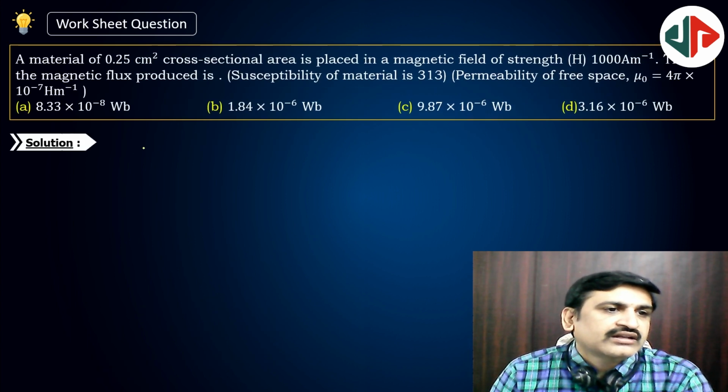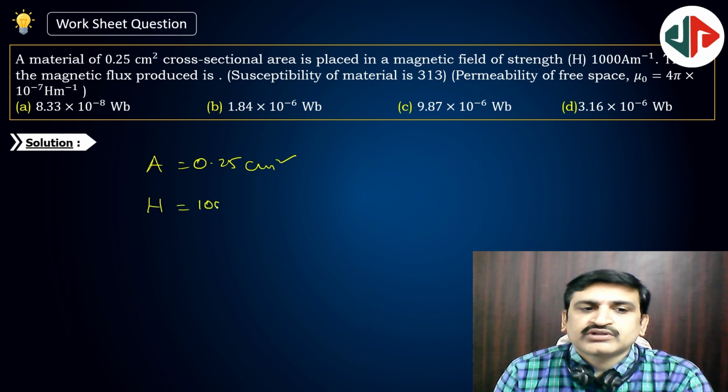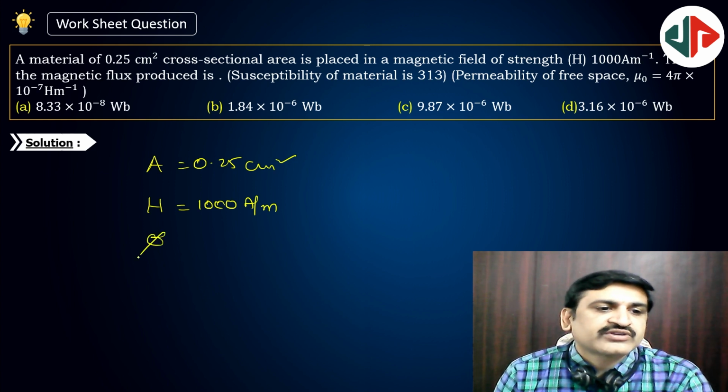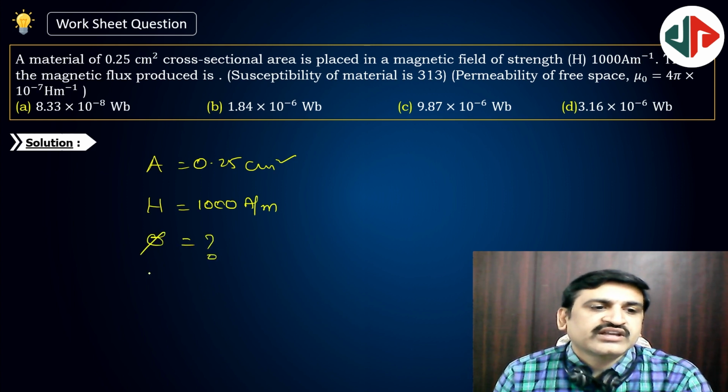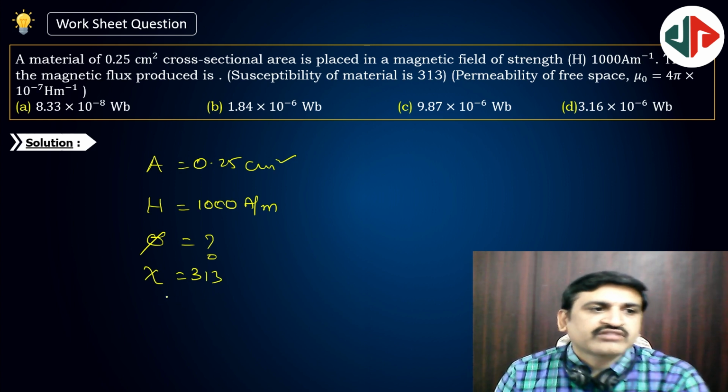A magnetic material of cross section area 0.25 centimeter square is placed in a magnetic field of strength H equal to 1000 ampere per meter. Then the magnetic flux produced is equal to how much? Area is given, H is given, phi is asked, and susceptibility of the material chi equal to 313, and free space mu naught value is given.